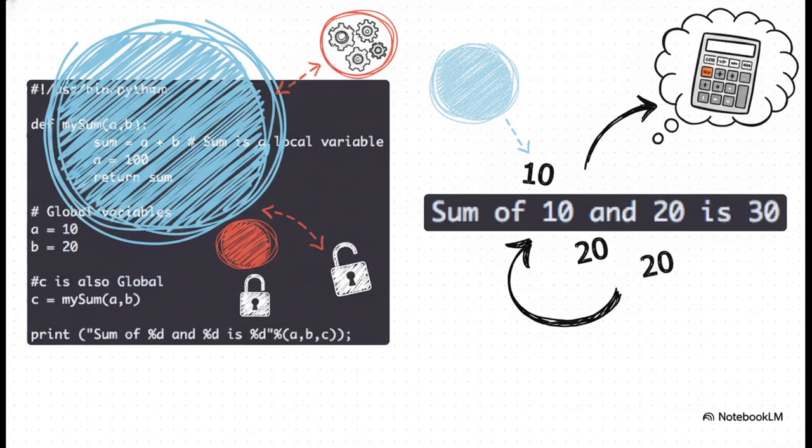Now this is where it gets really interesting. Look at this. When we change the variable a inside the function, it doesn't touch the global a outside of it. It creates a brand new local variable instead. That's why the function calculates 10 plus 20 and not 100 plus 20. It looks in its local pocket first.